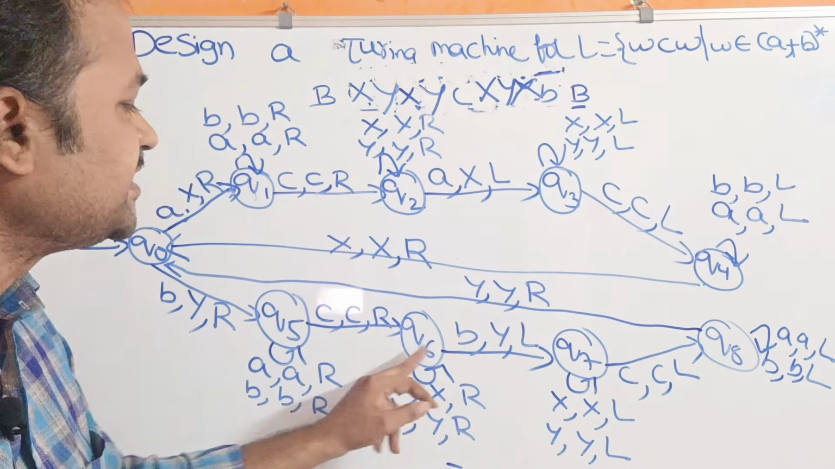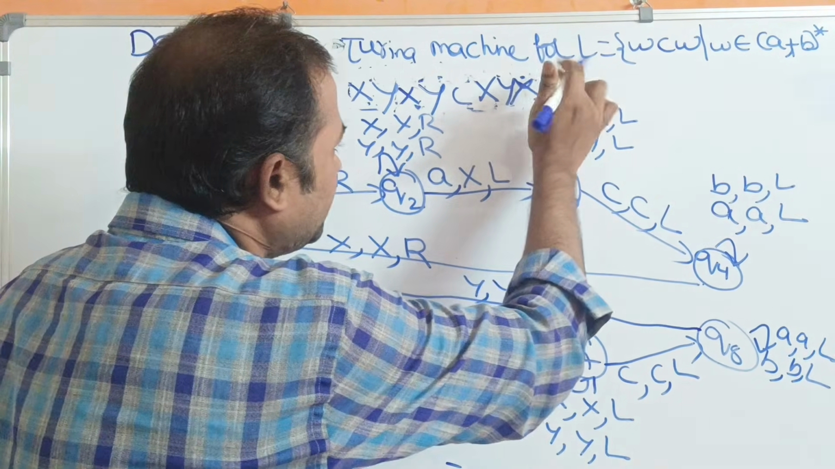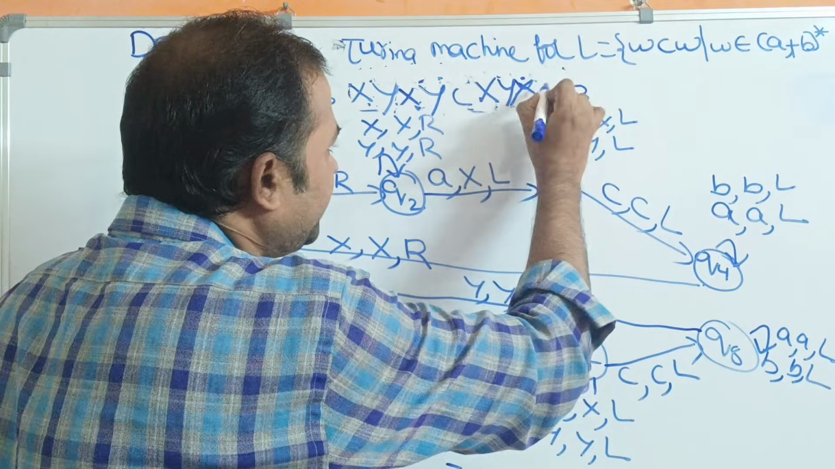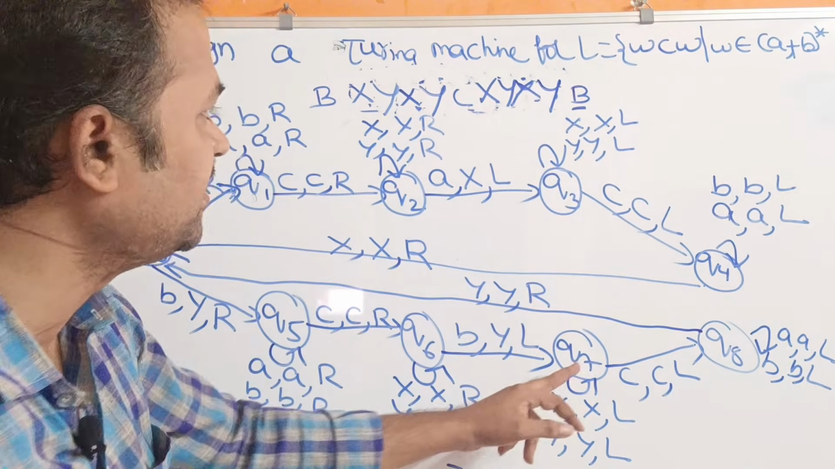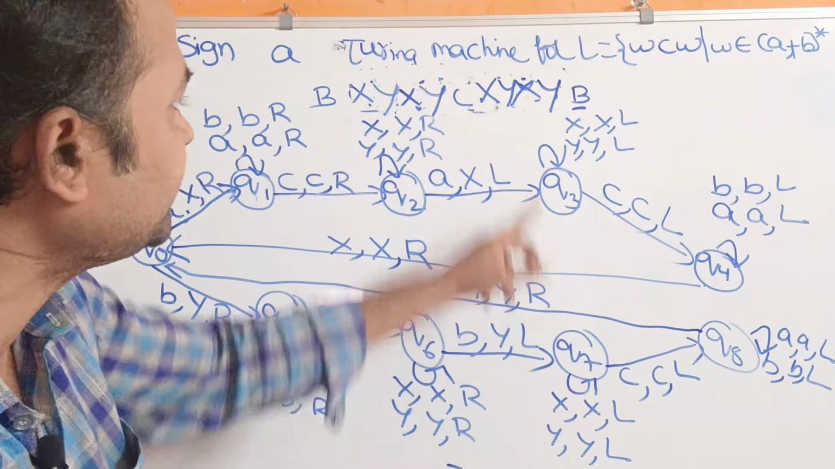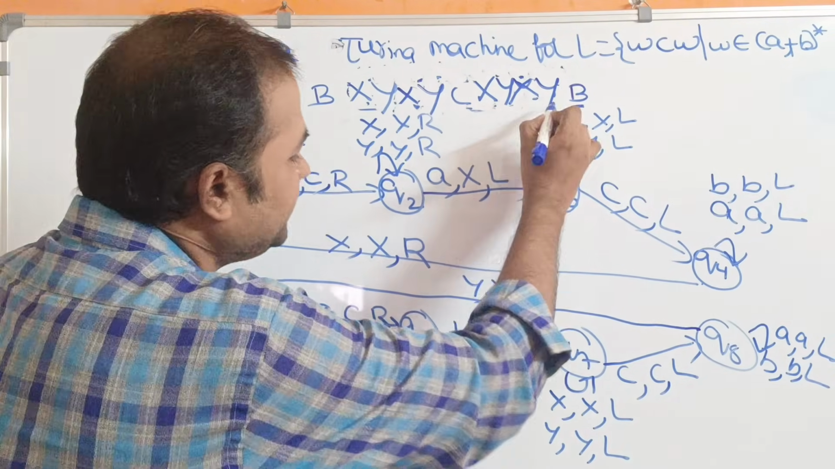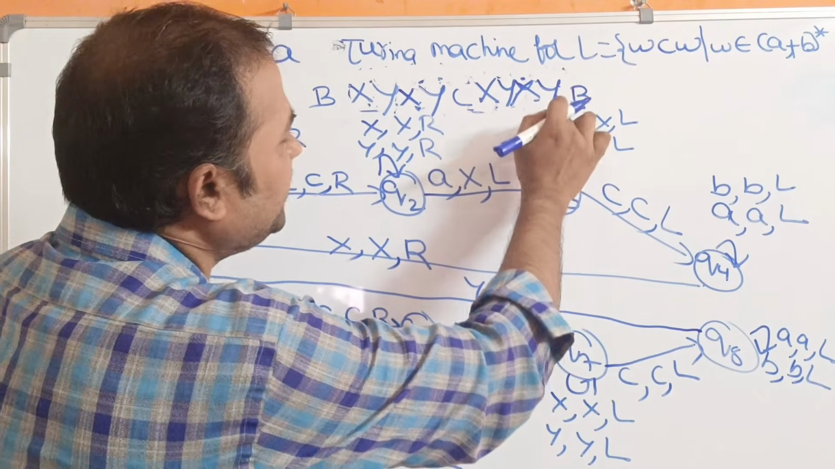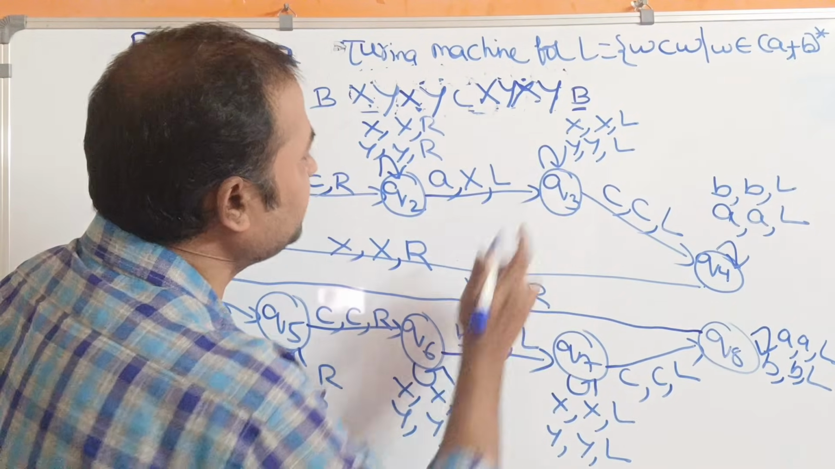Next, B on Q6 means it will be replaced by Y. Now we are at Q7 state. So Q7 on Y means Q7. So after replacing with Y, then it will be shifted towards the left.